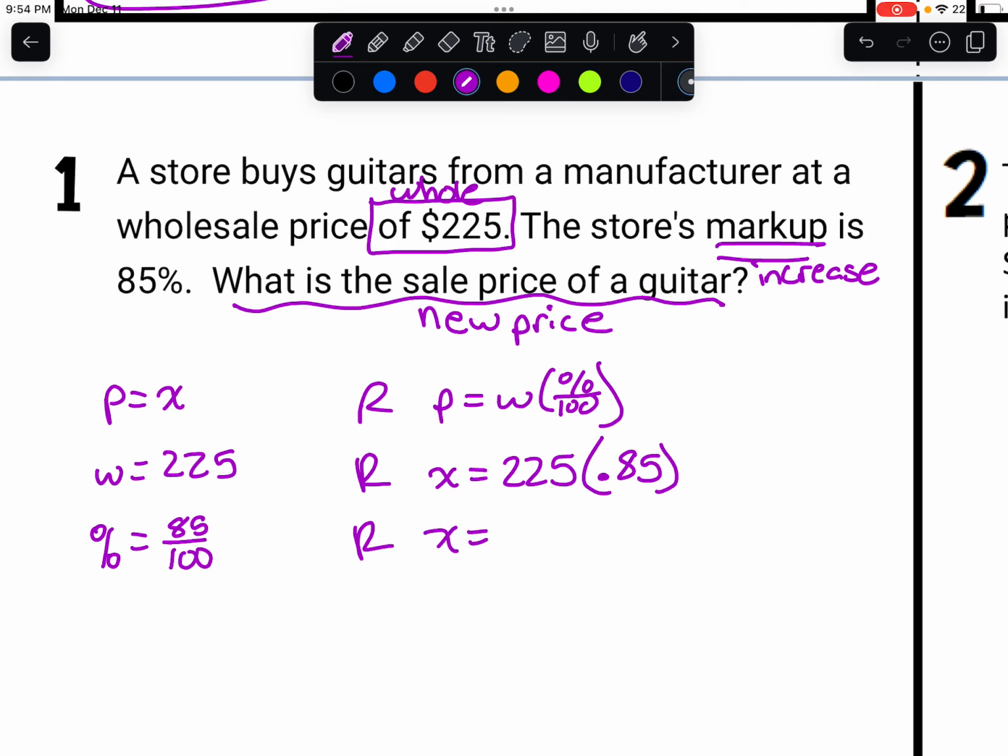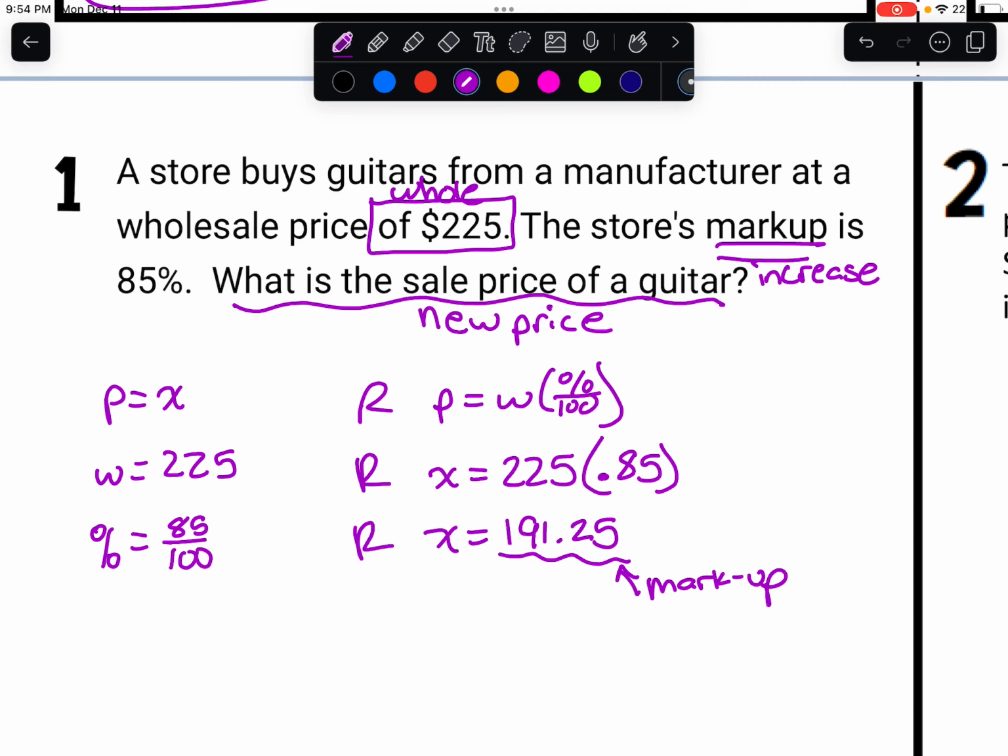For the recalculate step, we're lucky here. We don't actually have to do any solving. We can just actually multiply. So 225 times 0.85 gives you 191.25. Now, for this particular problem, we're not finished. This number right here represents the markup. Does it make logical sense that if we're marking up a price by 85%, people are now paying less? No, and that should be a trigger to you that you're not finished yet.